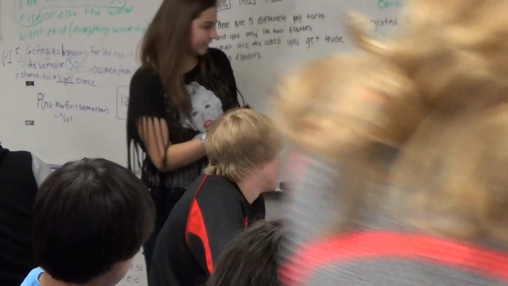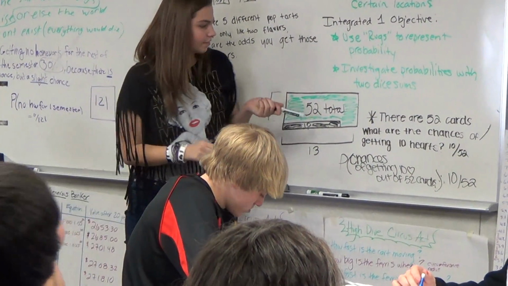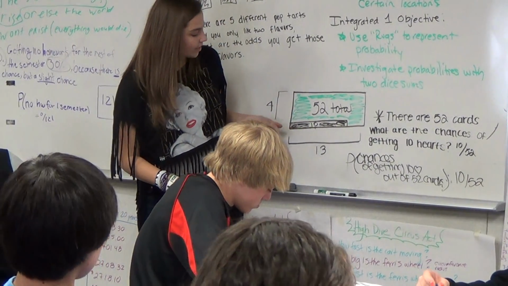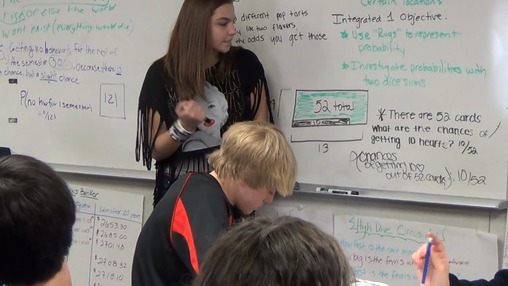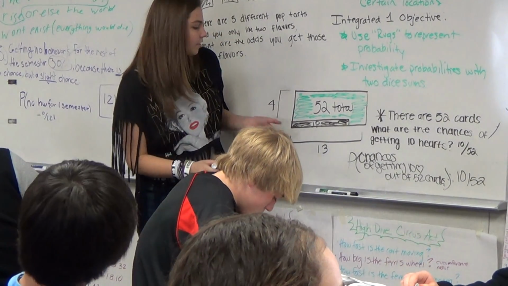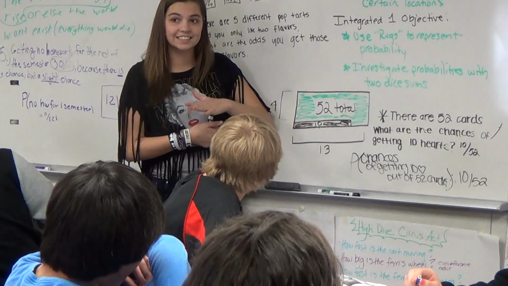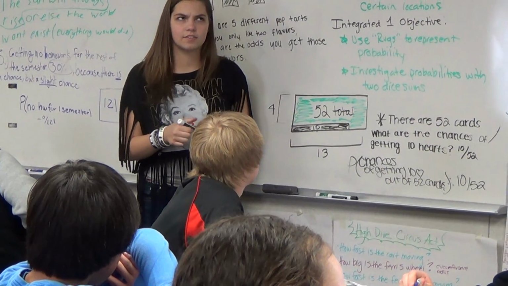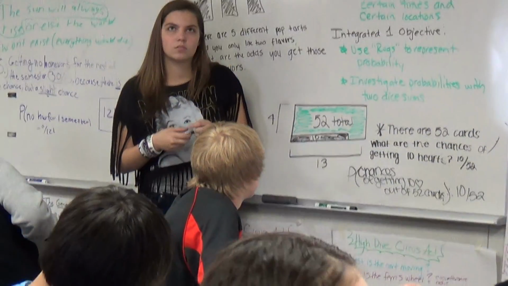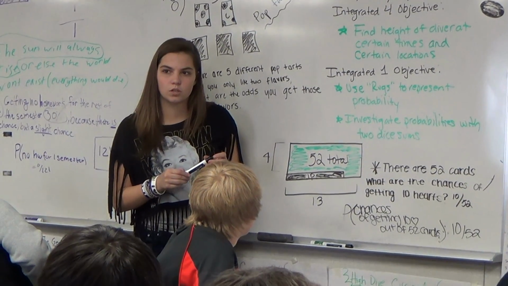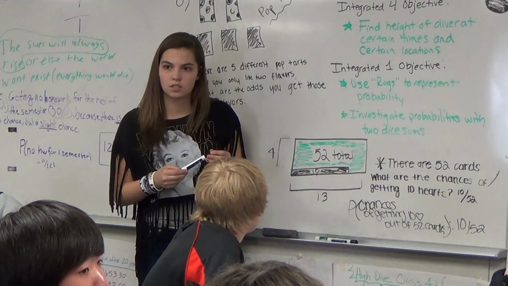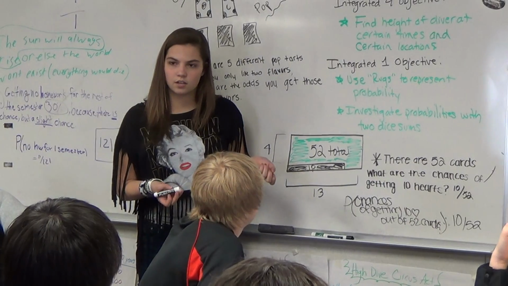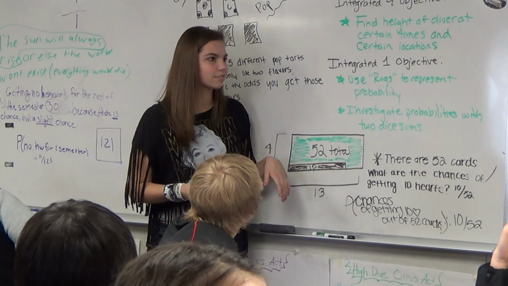So what we did is, there are 52 cards in a deck of cards, and then we said the probability of getting 10 cards is 10 out of 52. And then we reduced 10/52 by dividing by 2, so it's 5 out of 26.